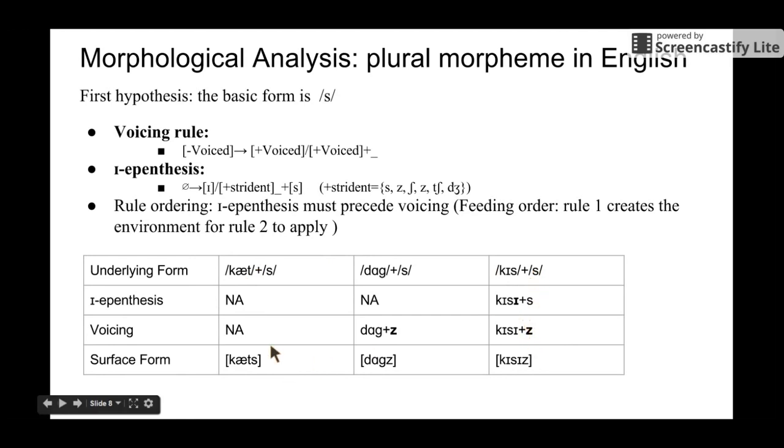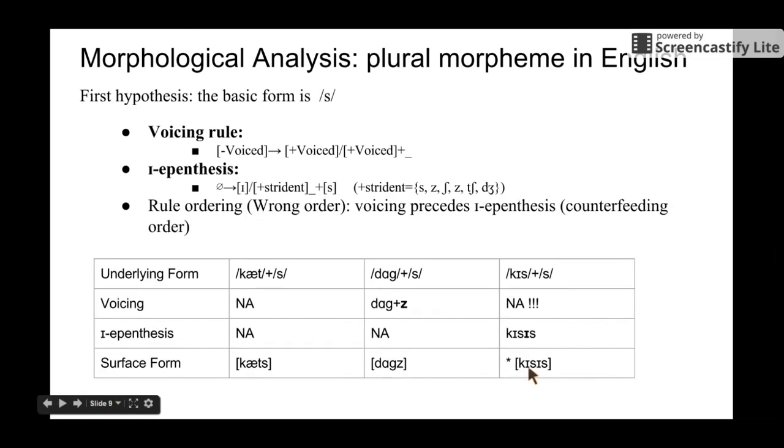However, if we have the vowel insertion rule first, then the environment for the voicing is satisfied. So the voicing rule will apply because of this vowel insertion. So we have a feeding order. The first rule, the vowel insertion, creates the environment for the voicing process to occur. So this ordering is called feeding order.